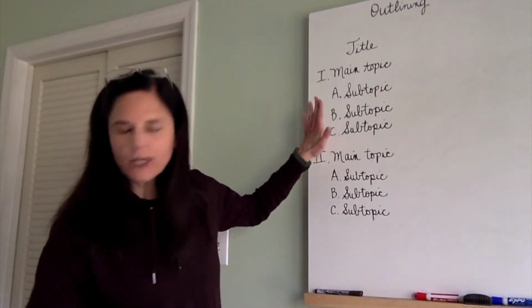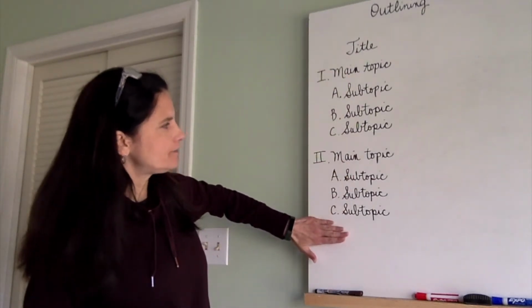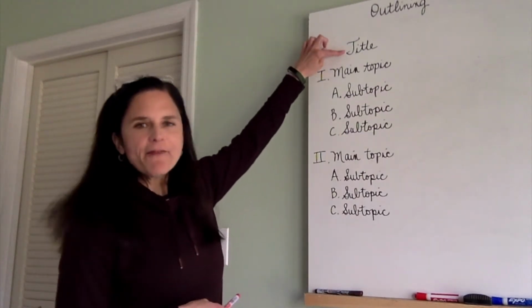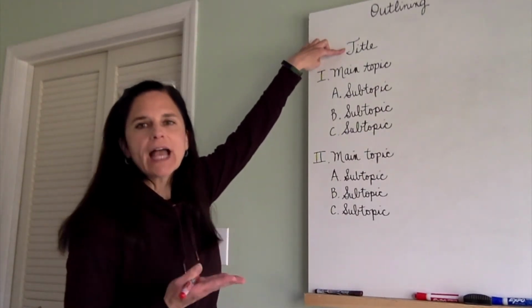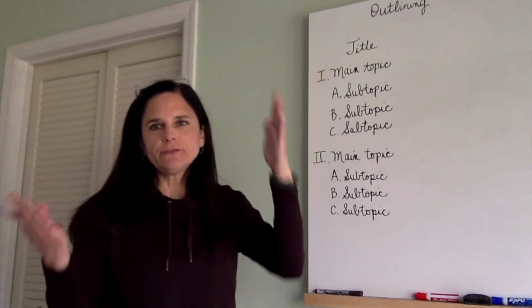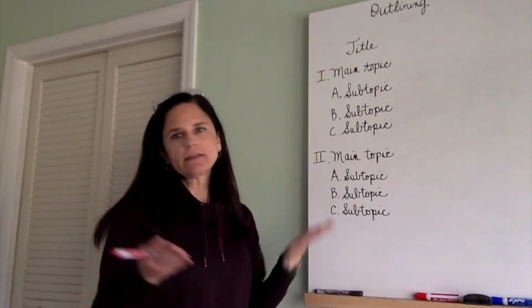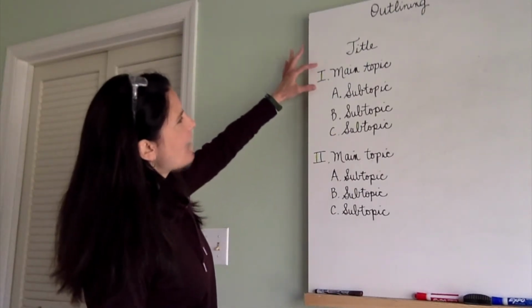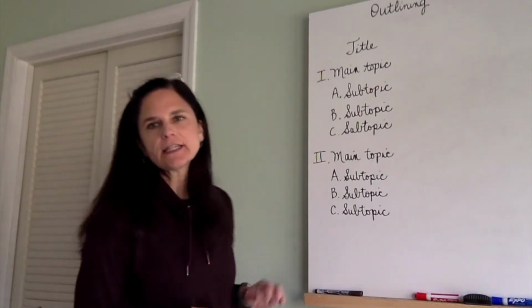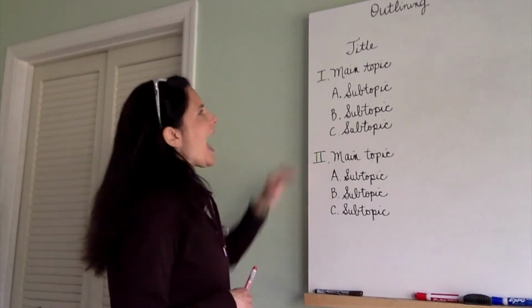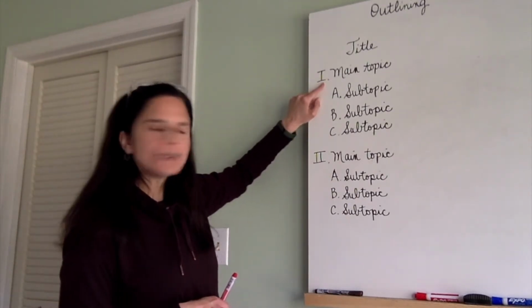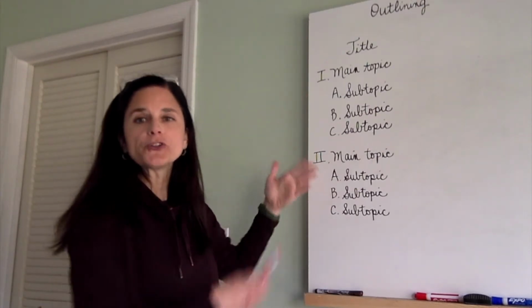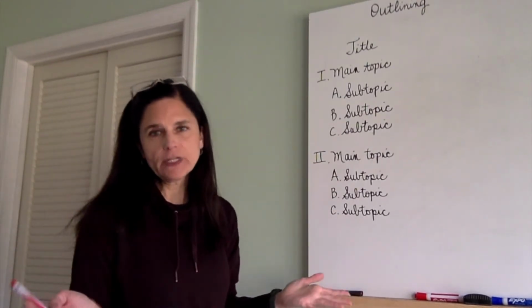So up on the board here, this is just the basic format of an outline, and let's just review that. At the top of your paper, you would have a title for your outline, and in the case of your historical person essay, the title will just be the name of the person. And then you're going to have your main topics represented with Roman numerals. If you have a Roman numeral 1, you must have a Roman numeral 2. Now, you can have just 2, or you can have 3, 4, 5, however many you need.